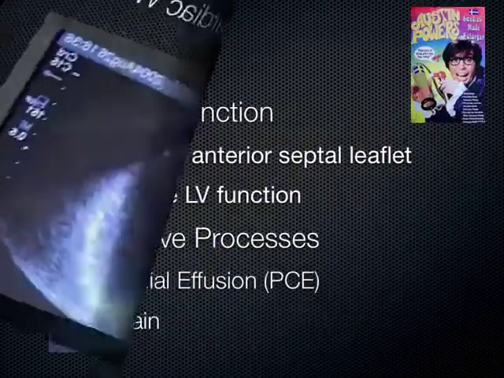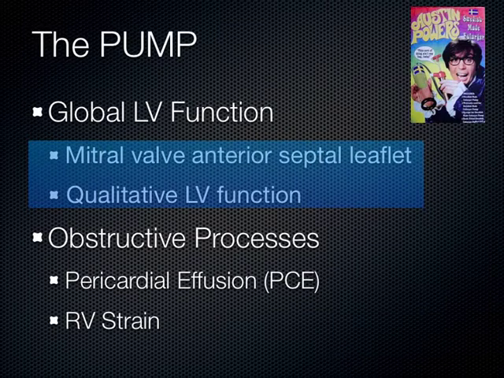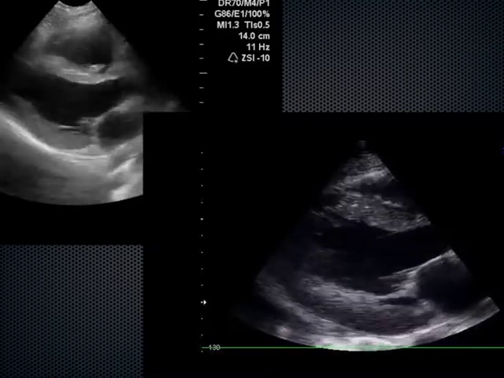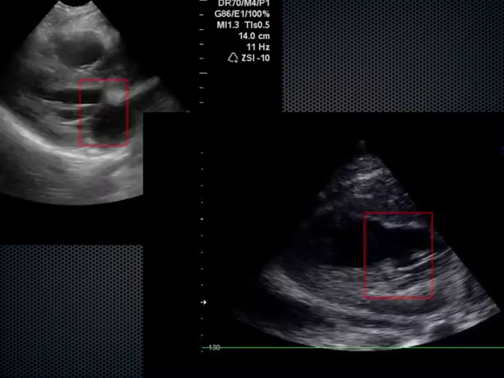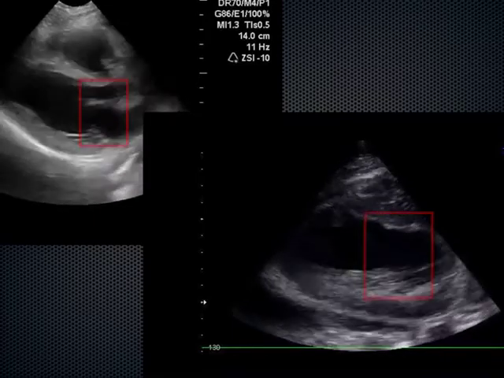Okay, so now that you've seen some normal stuff, let's talk about what type of dysfunction we can see. Well, I mentioned that with the global LV function, it's good to look at the mitral valve, the anterior septal leaflet of it, and also at the qualitative LV function. And just to pull this up for you here, we can see two patients' hearts here. One of them is quite abnormal, and the other one is normal.